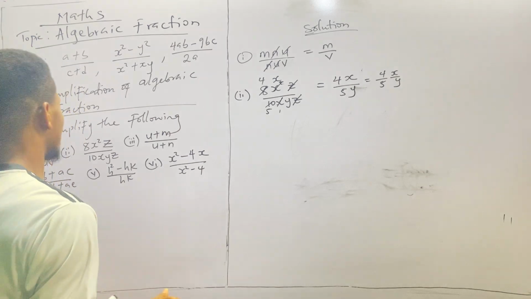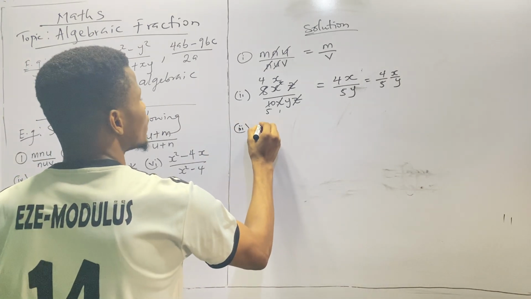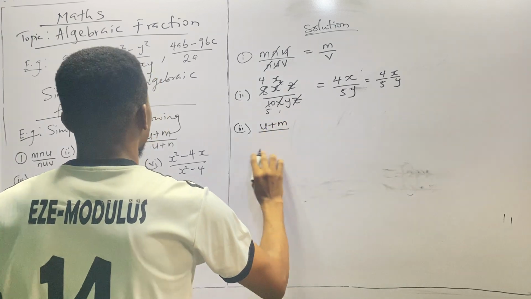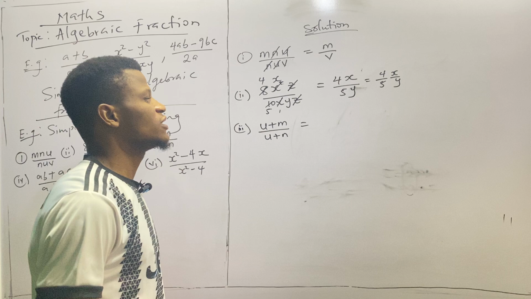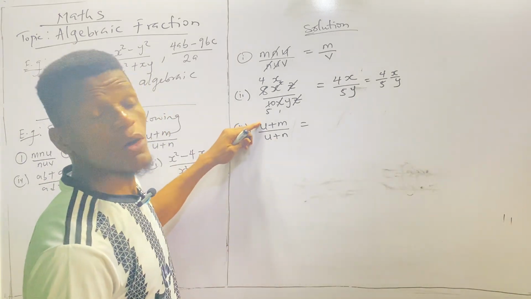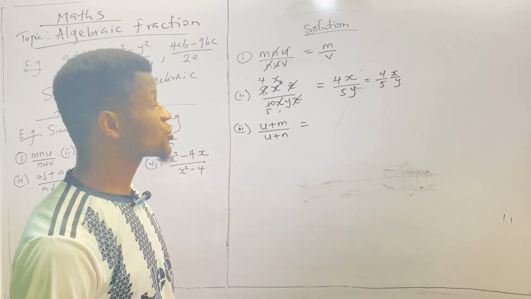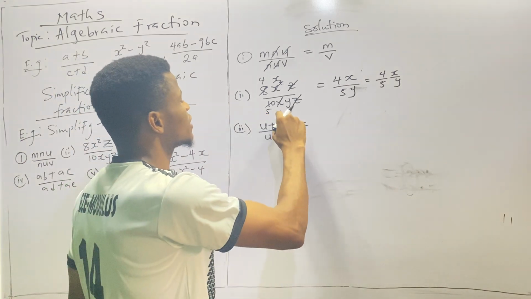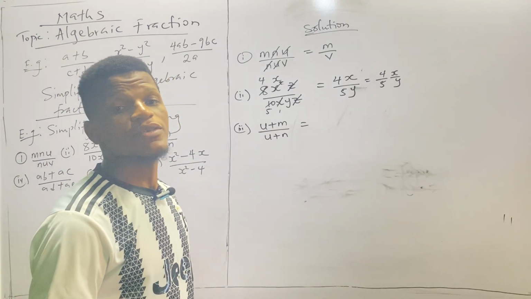So we'll go to the next one, which is u plus m over u plus n. Of course, in as much as we have a common term here, u and u, they cannot cancel because the sign that exists between numerator and denominator is an addition sign. All right? It is an addition sign.